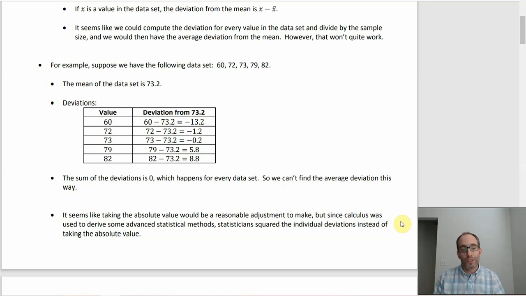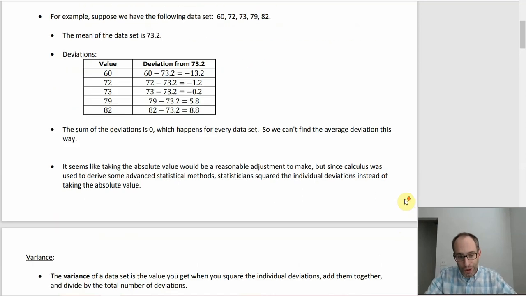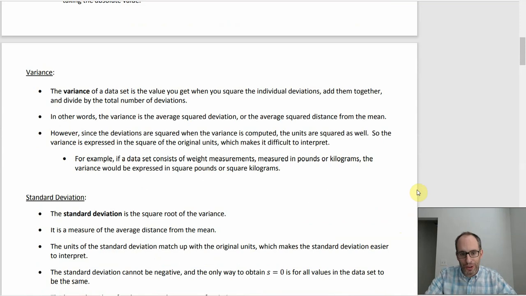Because if you're squaring everything, you're still ending up with all positives, right? Or I guess all non-negatives. You could have a 0 if your observation was equal to the mean, right? So we're going to have some squaring now, all right? And that's where the variance comes in.